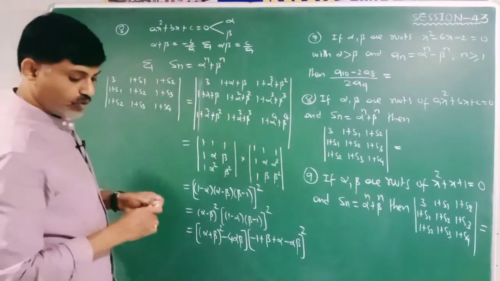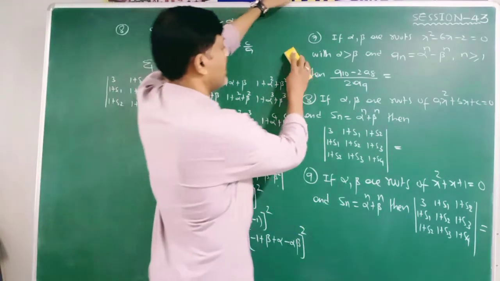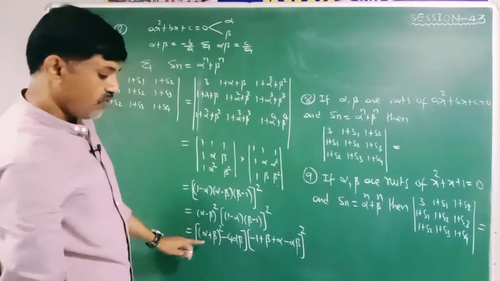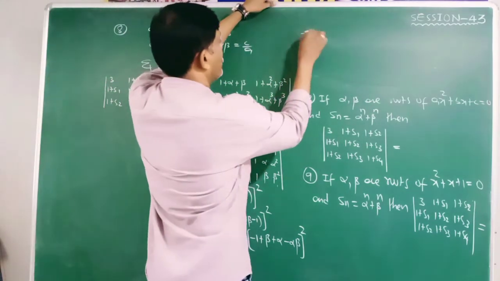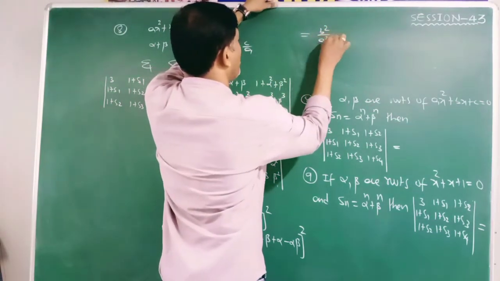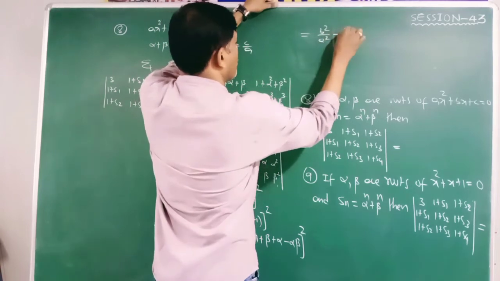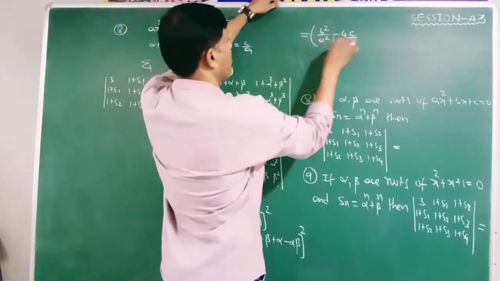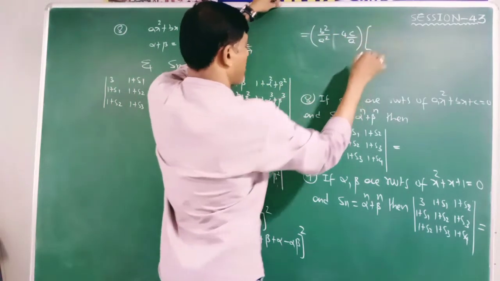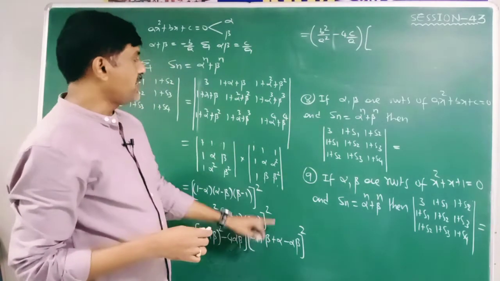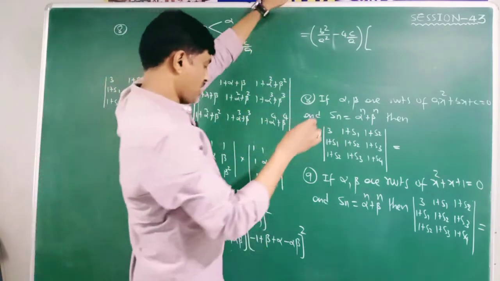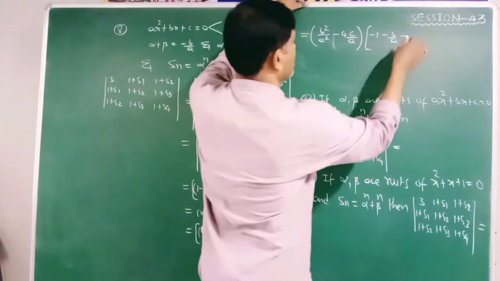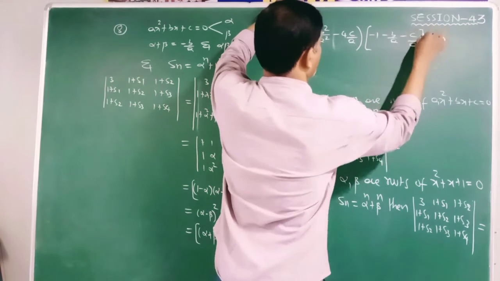Now we have to find the value of this expression. Alpha plus beta whole square is minus b by a, that is b square by a square, minus 4 times c by a, since alpha beta is c by a. Now the next expression: alpha plus beta is minus b by a, so it is 1 minus b by a minus c by a, whole square.